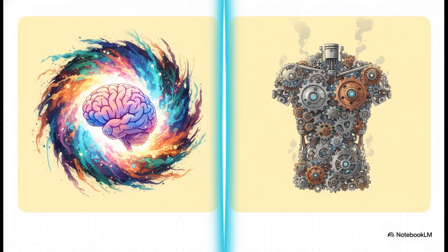Then we have our third pillar, Cartesian mind-body dualism. We inherited this from the 17th century philosopher René Descartes. And fun fact, he literally believed the human soul hovered in the brain's pineal gland, completely separated from the body's physical gears. Historically, this model totally separates the mind from the physical body.